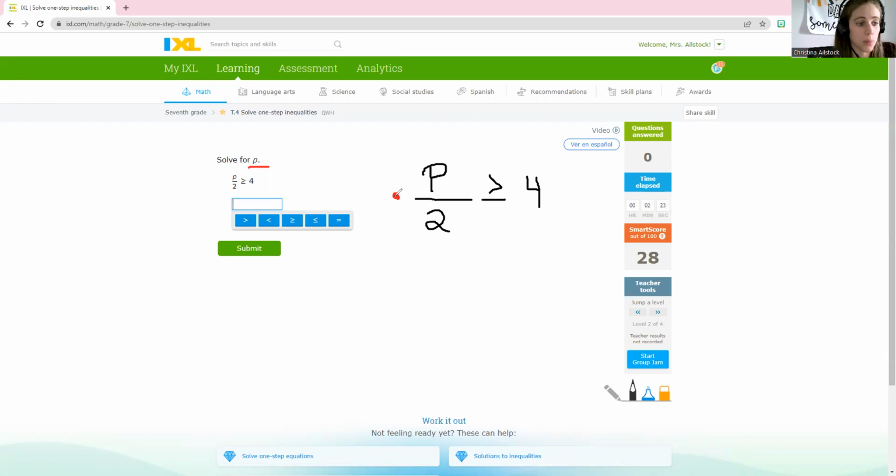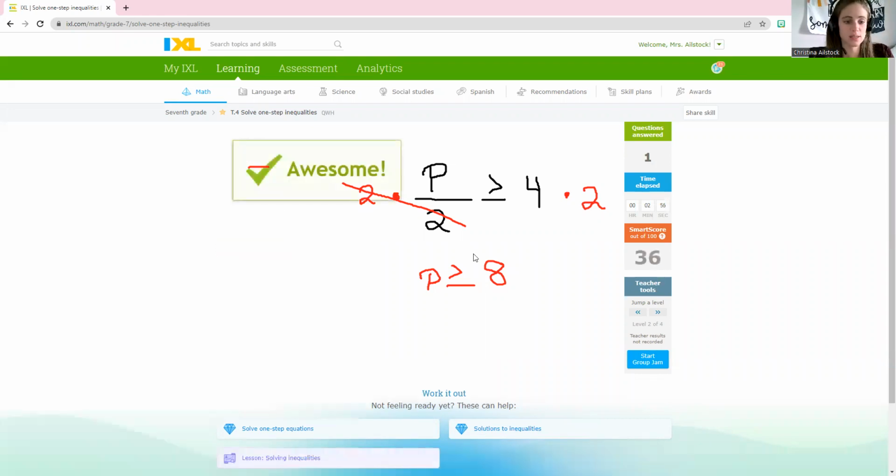Multiplication. We can multiply both sides of our inequality by 2. When we multiply this by 2, that equals 1 and cancels out, leaving us with P. We multiplied by a positive, so I just drop my inequality sign down, and then 4 times 2 is 8. And we're finished. We solved for P. P is greater than or equal to 8. And once again, be very careful to click the right button when you hit submit.